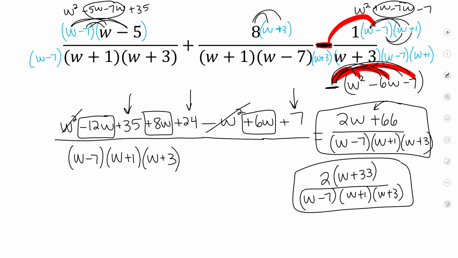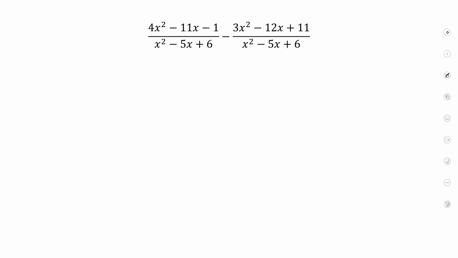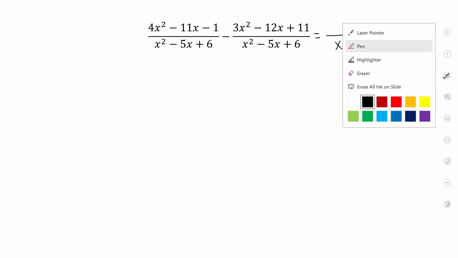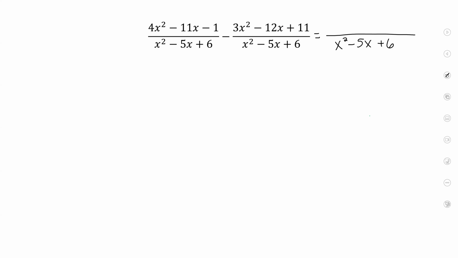All right, next one. Notice the denominators are the same. So just keep it the same. And then you can combine the numerators. Remember, guys, a lot of people make this mistake. This subtraction sign goes to everything. So what you actually have, I'm going to write it down here. You have 4x squared minus 11x minus 1 minus 3x squared plus 12x minus 11.